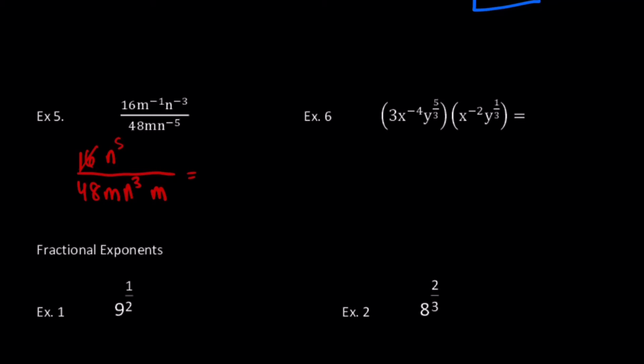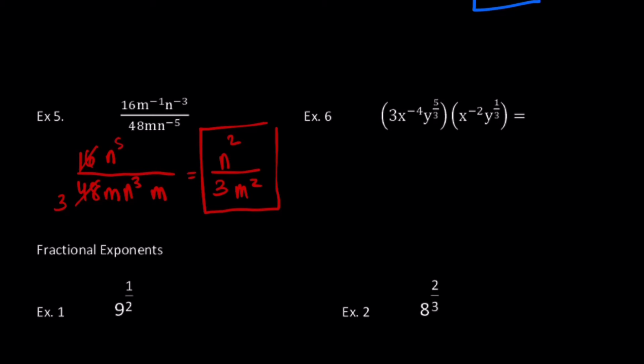All right, 16 goes into 48 3 times. So I have a 3 in the denominator. Up top, I have n to the fifth. And in the denominator, I have n cubed. So I have an n squared in the numerator. And then in the denominator, I have m times m, which is m squared. So there's my simplified expression.